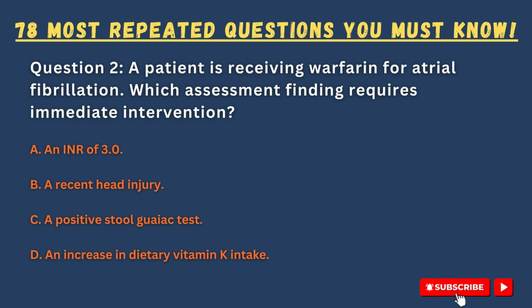Question 2. A patient is receiving warfarin for atrial fibrillation. Which assessment finding requires immediate intervention? A. An INR of 3.0. B. A recent head injury. C. A positive stool guaiac test. D. An increase in dietary vitamin K intake.